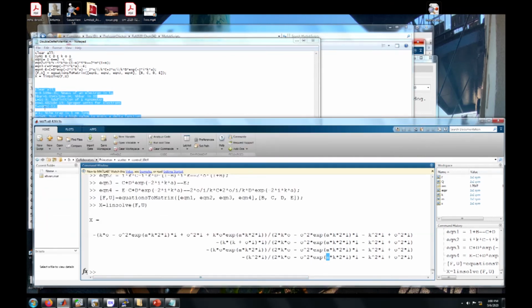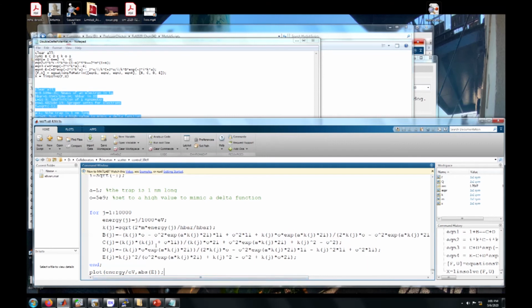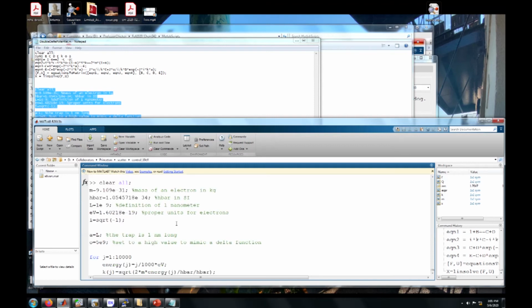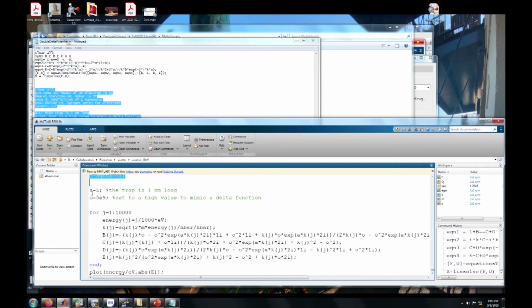Now this is a bit of a pain, so I'm clearing everything. Mass, you see the mass of an electron. I have to define h bar in proper units. Again, I'm making the double delta potential barriers 1 nanometer apart, defining what an electron volt is, and making sure that I is the square root of -1. Okay, so I'm going to send all this to you. I just hit enter, and it's going to plot.